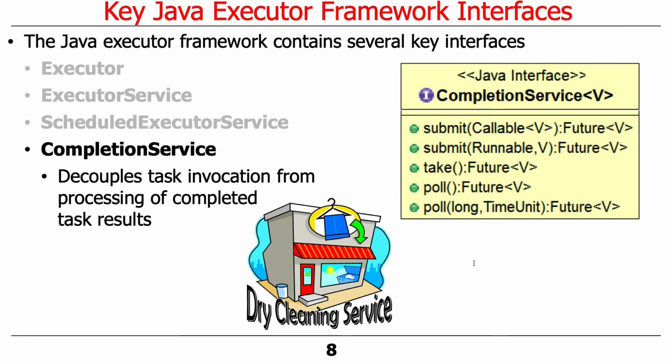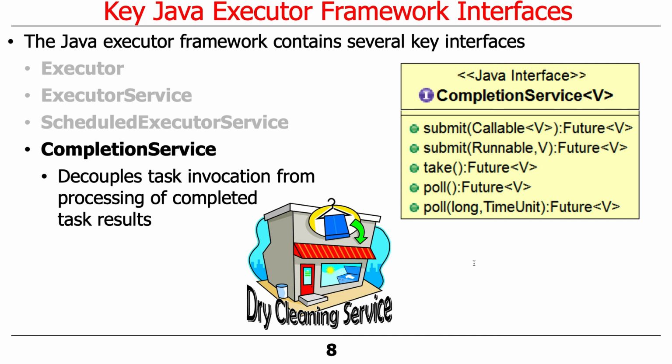And then the final interface is the Completion Service. This is a more interesting model of parallel computing. Basically, it decouples the invocation of a task, which can run in a thread, from the processing of the results of the task when it finishes. The analogy I like to think about there is going to a dry cleaner. You drop off your suit or your shirt or your bedding, whatever you want to have dry cleaned, and then at some point you come back and pick it up. The person who drops it off doesn't have to be the same person who picks it up. You just have to have some way of knowing that something's done.